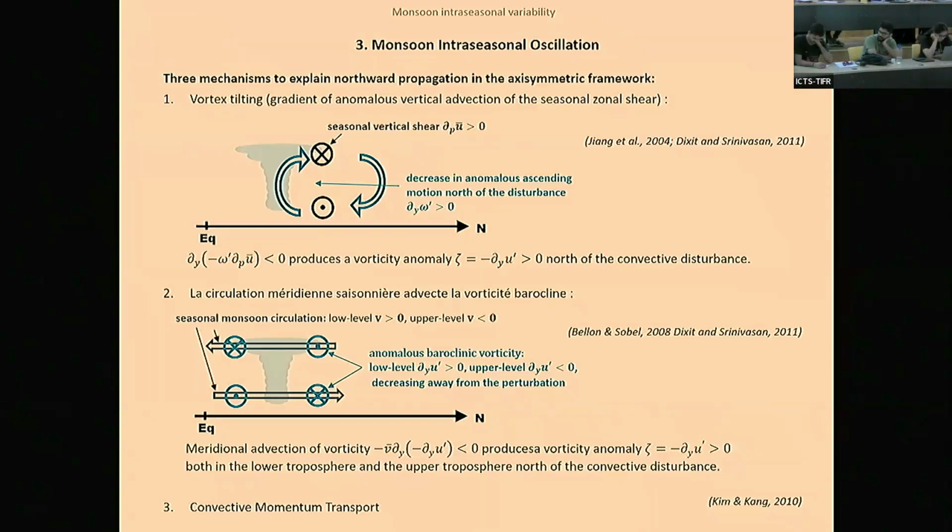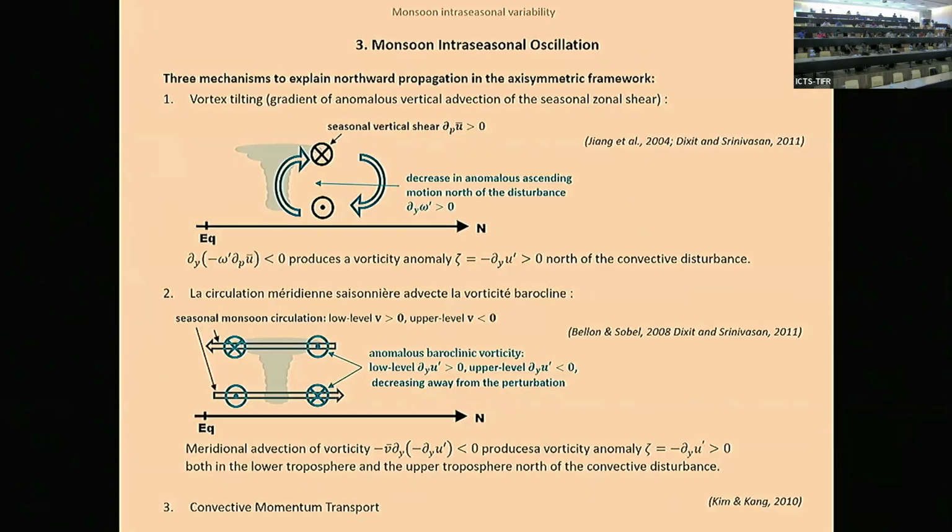Is there any other question? If not, I have one more. So Gilles, it seems that we have now kind of produced, to borrow from Nilin's terminology, a zoo of mechanisms for northward propagating oscillations. What would be an acid test to accept and reject a few?